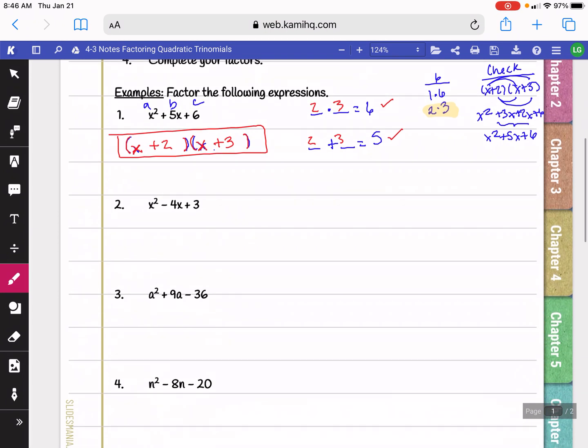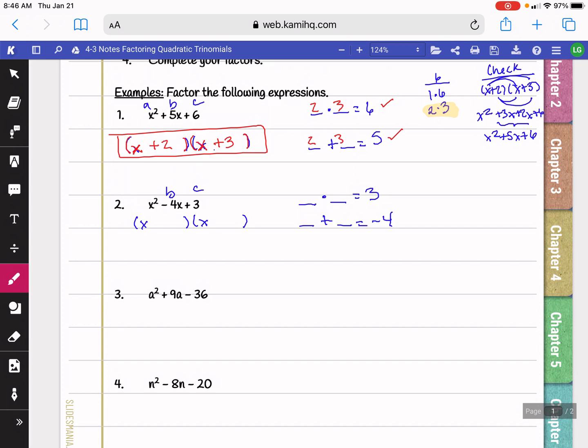Next, let's try x squared minus 4x plus 3. So I'm going to set up my factors here, beginning with x. Remember, we're doing that because x times x is x squared. And then I'm going to set my blanks equal to c. So this is my b, this is my c. Blank times blank equals 3. And blank plus blank equals negative 4. So remember, you start with times, and that equals c, plus that equals b.